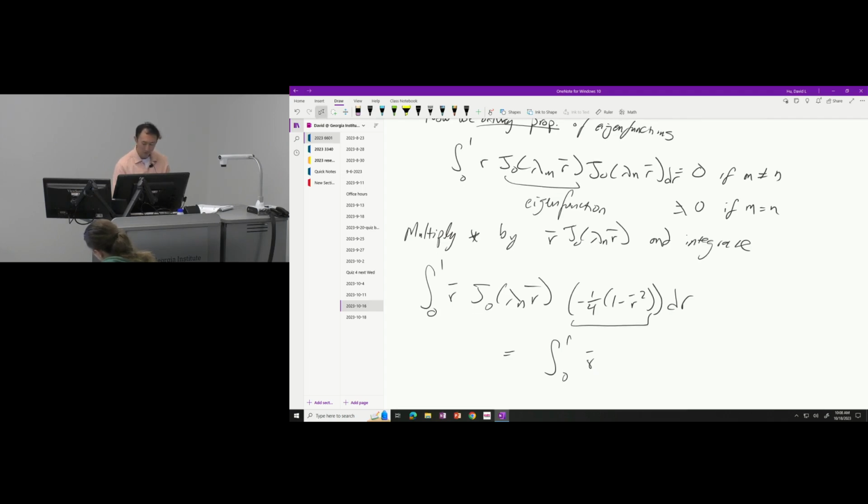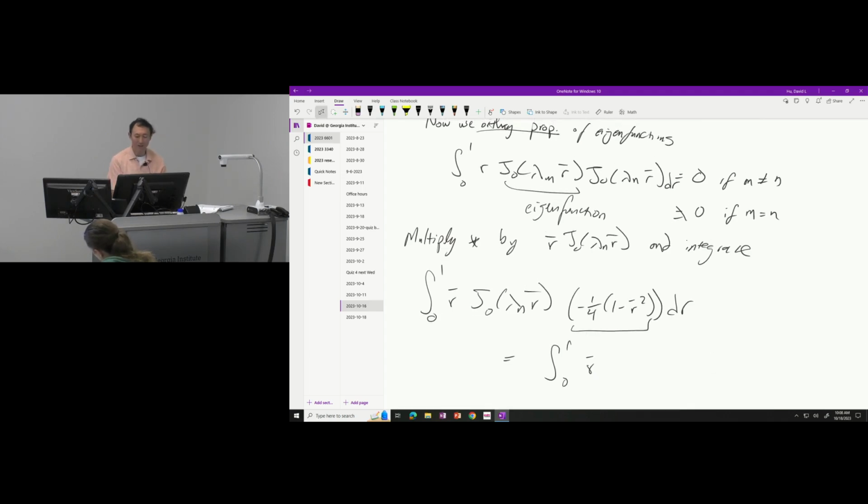Now remember, the orthogonality property says, I've got an infinite number of terms on that right-hand side, but they all disappear except for the squared terms, right? So I basically have J0 squared of lambda n r bar dr. Okay.